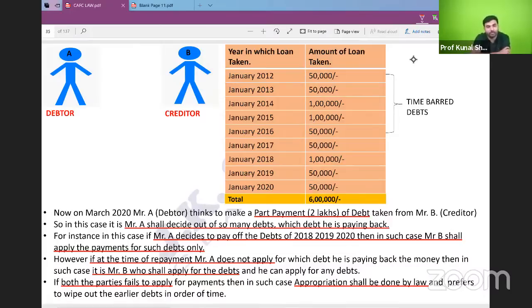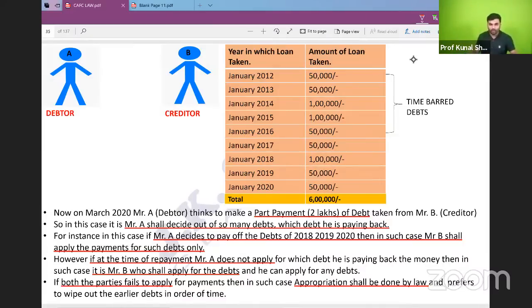But he did not repay the loan by 2014. In fact, he took a new loan in 2014 of rupees 1 lakh. So in that way, year after year, Mr. A has taken loans from Mr. B. And in every loan, he has made a promise to repay the loan by next year. But till now, none of the loans have been repaid. So the loan taken in 2012 was scheduled to be repaid in 2013. However, it is still unpaid till 2020. The loan taken in 2013 was scheduled to be repaid in 2014, but until 2020, it is still unpaid. Total amount of loan taken is 6 lakh rupees.